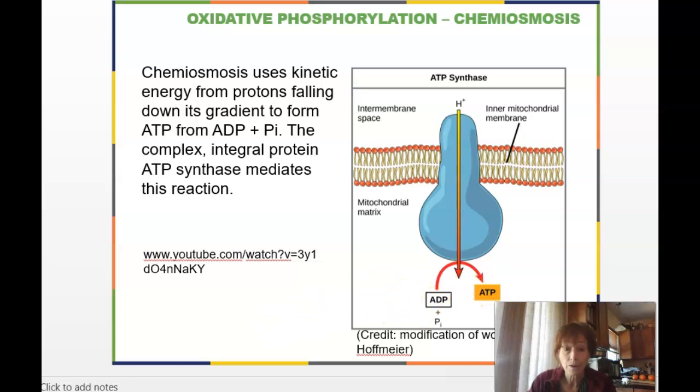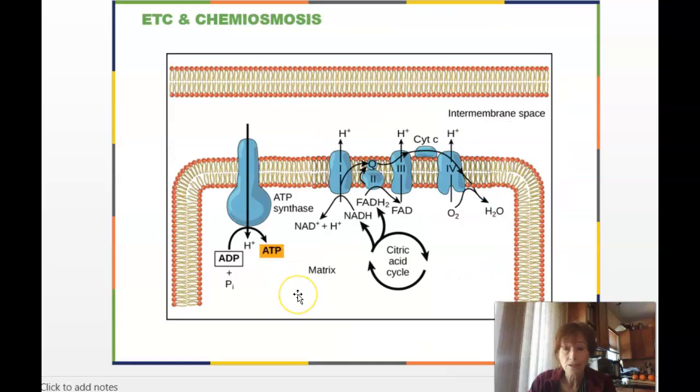And why that's so important is that you can kind of see the whole thing put together. Here we have, here's ATP synthase. We're forming ATP right here.